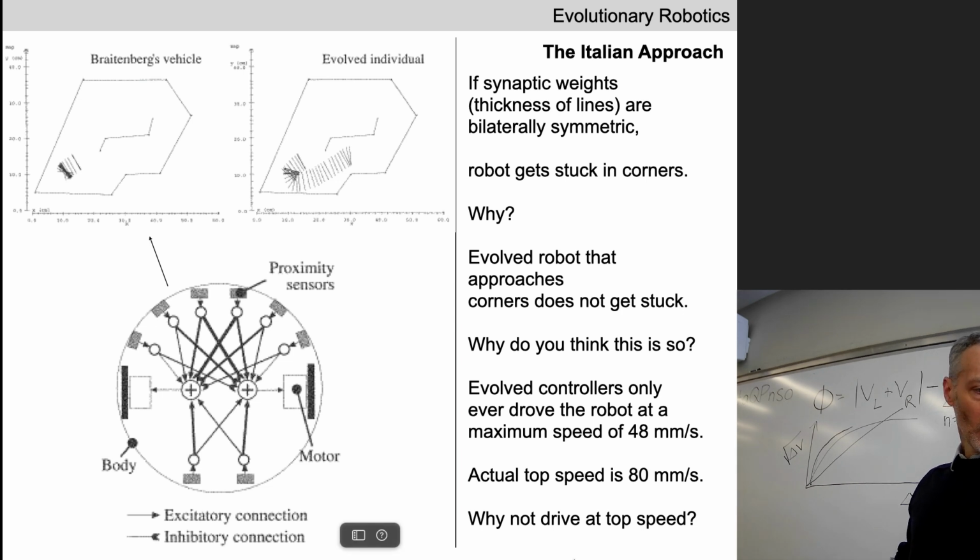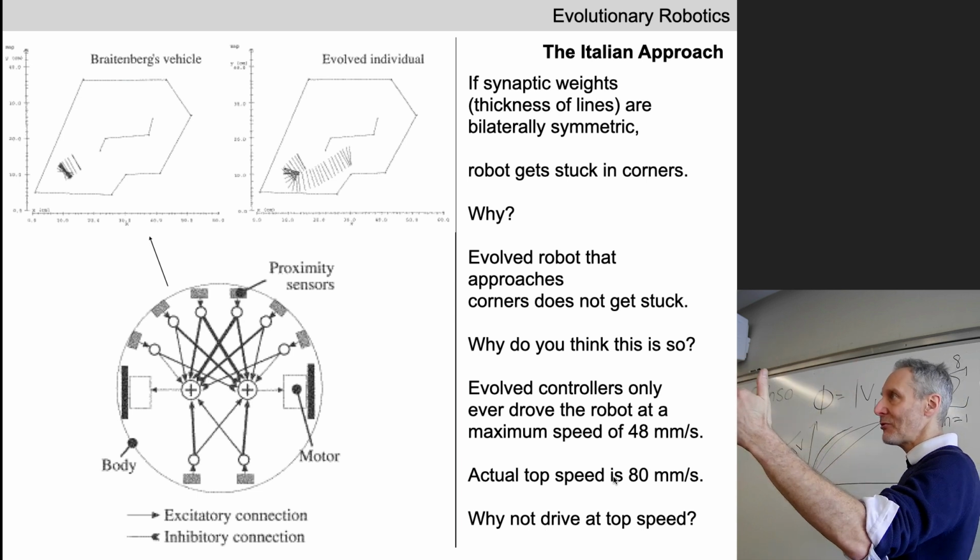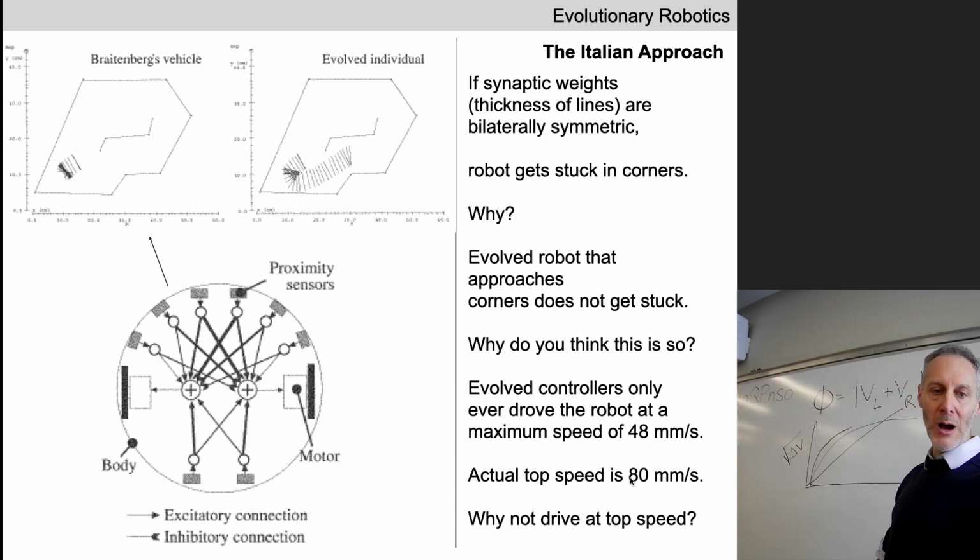Okay. One last observation we'll make about this robot before we move on. They knew that the top speed of the robot was 80 millimeters per second. The wheels, when they were spinning at plus 0.5 and plus 0.5, the robot would go 80 millimeters per second. That's how fast it could go. But the evolved controllers only ever drove the robot at a maximum speed of 48 millimeters per second. Why? There's all this lost opportunity. Evolution could have evolved the robot to go faster. Why not? Why didn't evolution evolve the ability for the neural network to drive the robot at top speed?